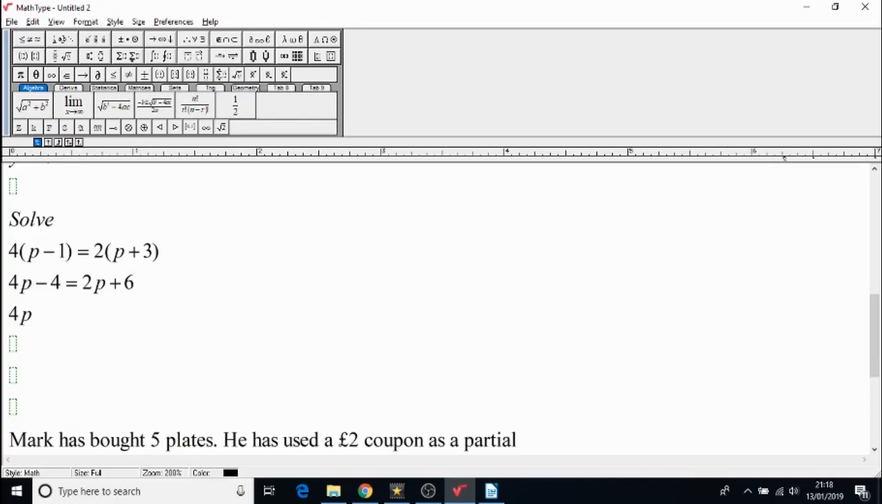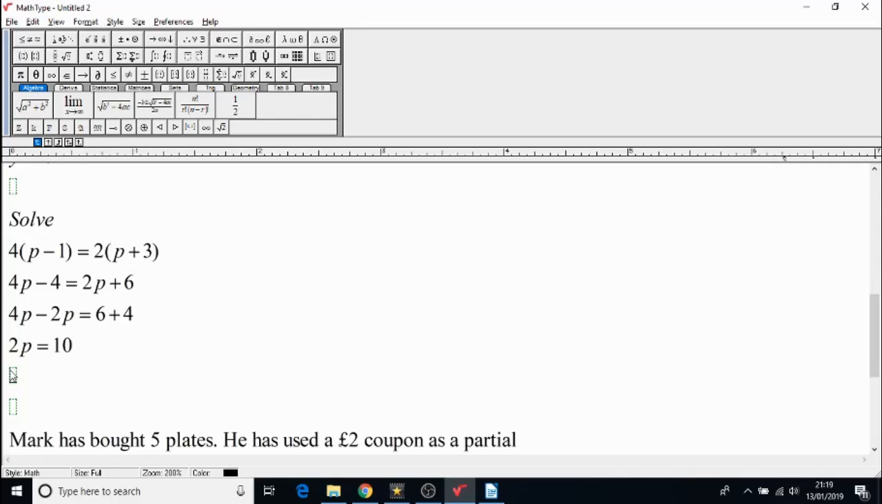So you do 4p, we're going to bring the like terms over. So 4p minus 2p, because we're bringing the 2p from the right-hand side to the other side. And whatever you do on the right-hand side, remember, you do to the left-hand side and vice versa. And you want to bring the 4 over to the side of where the 6 is. So you do minus 4 plus 4, you do plus 4 onto the right-hand side as well. So you do 6 plus 4. You collect your like terms. 2p is equal to 10.